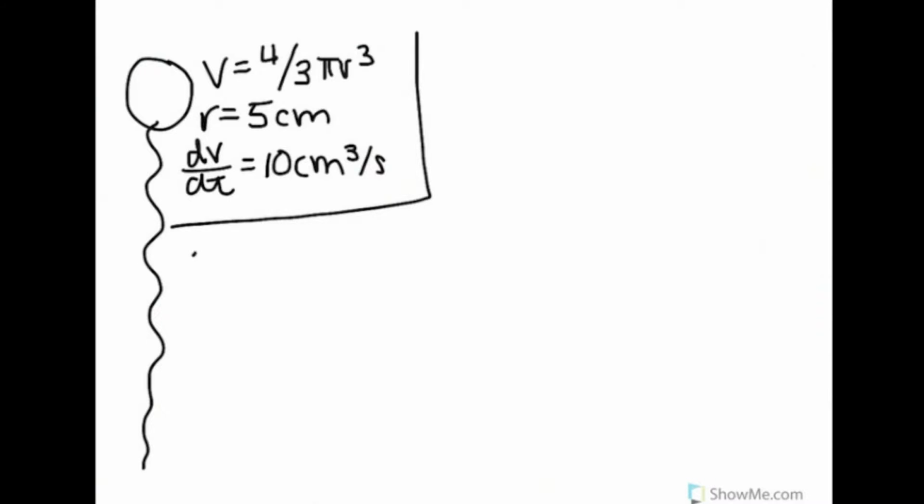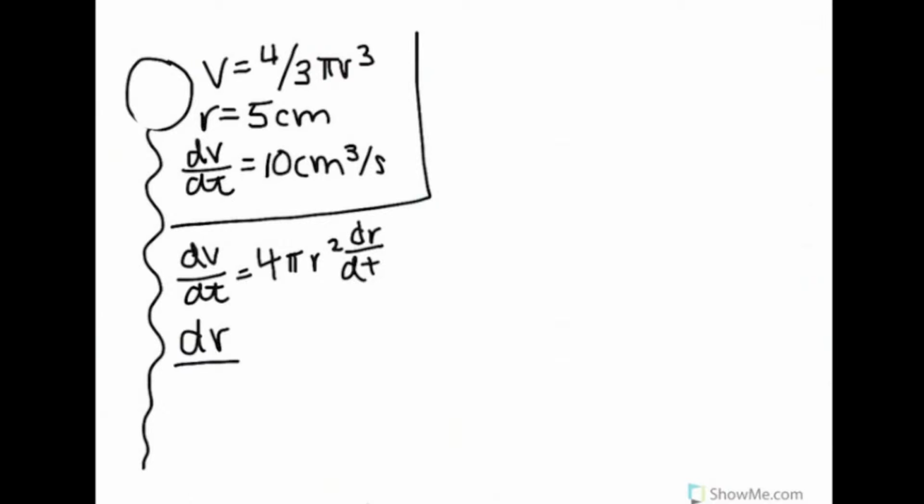To solve for the change in radius over change in time, you must implicitly differentiate the volume equation. After you implicitly differentiate, you are left with dV/dt equals 4 pi r squared dr/dt. You have now completed the calculus aspect of related rates and are left with the simple algebra to solve for dr/dt. To isolate dr/dt in terms of dV/dt, you must divide dV/dt by 4 pi r squared.